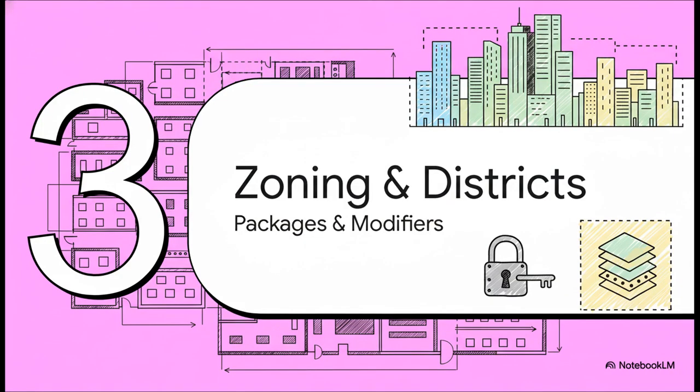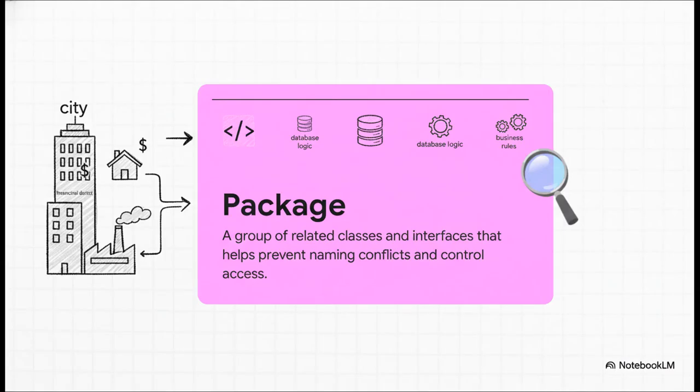All right, so we've got blueprints for our buildings, and we've got rules for how they behave. What's the next logical step? We need to organize the city itself. Because let's be honest, a city without organization is just chaos. So now we're talking about zoning laws and city districts, or in Java terms, packages and access modifiers. So what's a package?